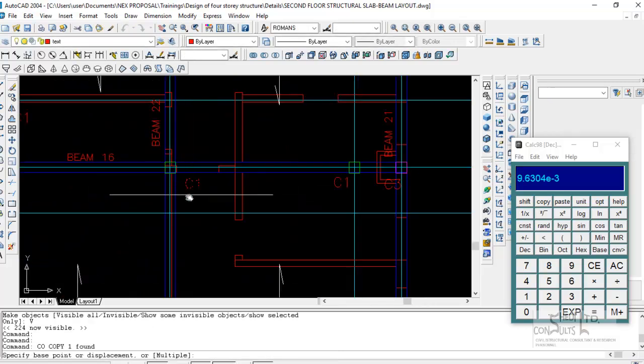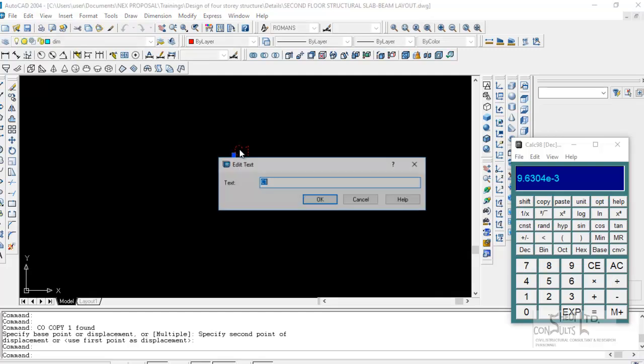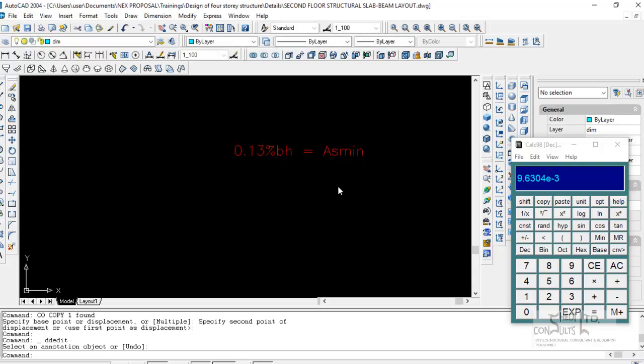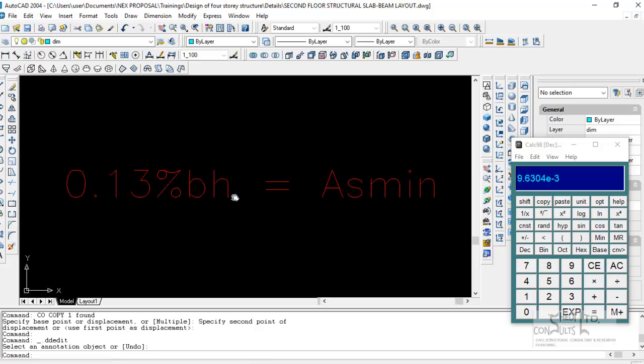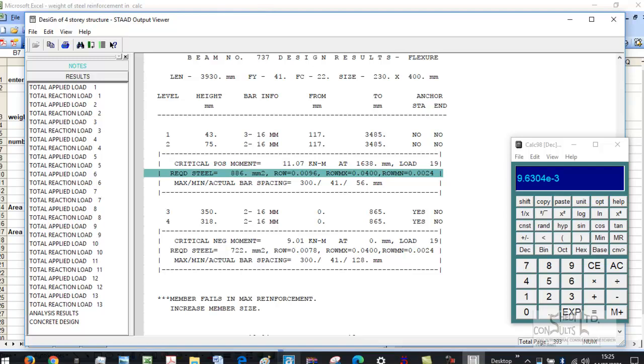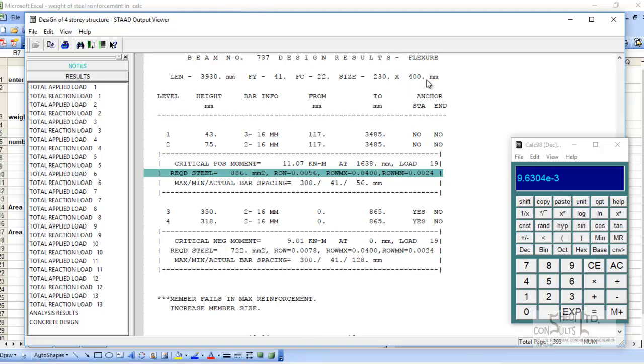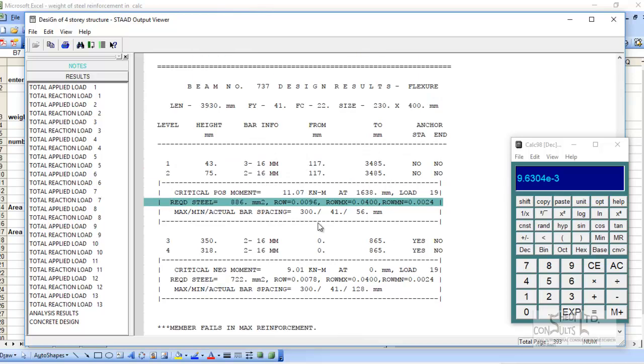Remember, let me write that out. The code states that you need 0.13% BH as your AS minimum. So the minimum AS required is 0.13% of the cross section of the concrete. Now, the concrete size is 230 by 400. Look at what STAAD has done. From the analysis, from the bending moment diagram and so on, it's telling you that the AS required is 886 square millimeters for that 230 by 400.